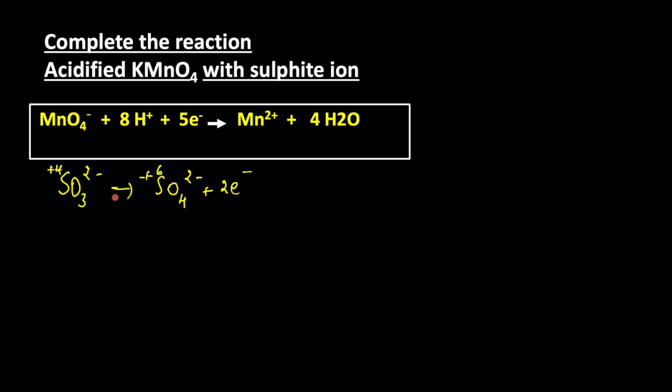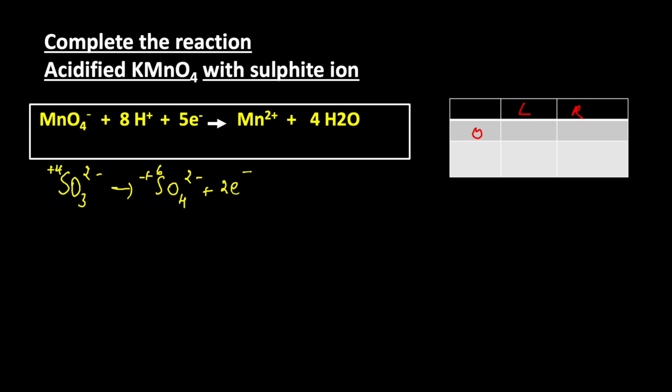At the same time, we need to consider the number of oxygen and hydrogen atoms. The number of oxygen atoms on the left hand side is 3 and on the right hand side is 4. To make the number of oxygen atoms equal, we write 1 H2O. Now let us see the number of hydrogen atoms. The number of hydrogen atoms on the left hand side is 2, but on the right hand side it is 0. To make the number of hydrogen atoms equal, we are going to add H plus ions on the right hand side. It means 2 H plus ions we need to add.